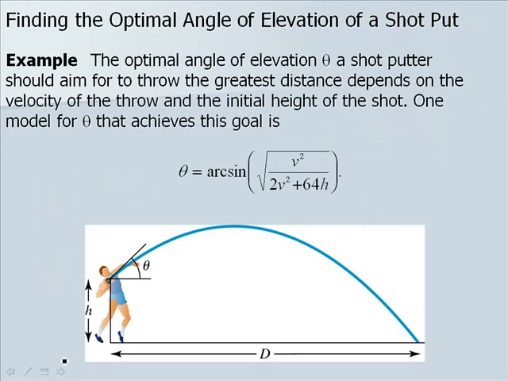Now let's look at an application. We want to find the optimal angle of elevation of a shot put. In this example, the optimal angle of elevation, theta, a shot putter should aim for to throw the greatest distance depends on the velocity of the throw and the initial height of the shot. One model for theta that achieves this goal is given in this equation here.